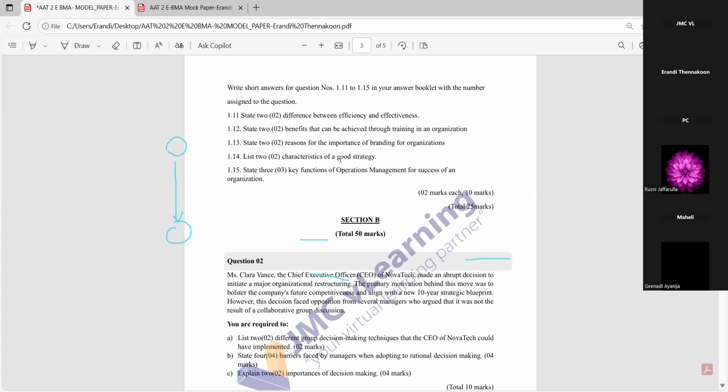List two characteristics of a good strategy. This is from the last chapter, strategy. Michael Porter's five forces model is also from this chapter, so you have to focus a little bit on this as well. And this good strategy, what are the characteristics of a good strategy? It was also a question from the January 2025 paper.